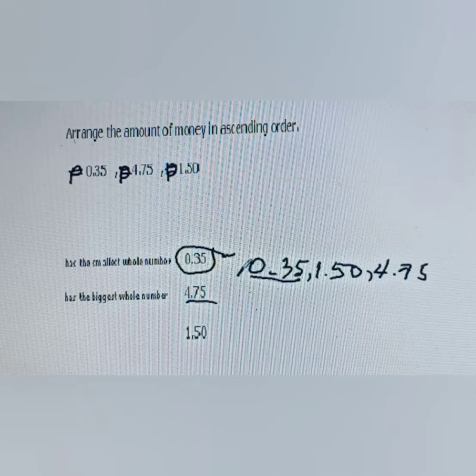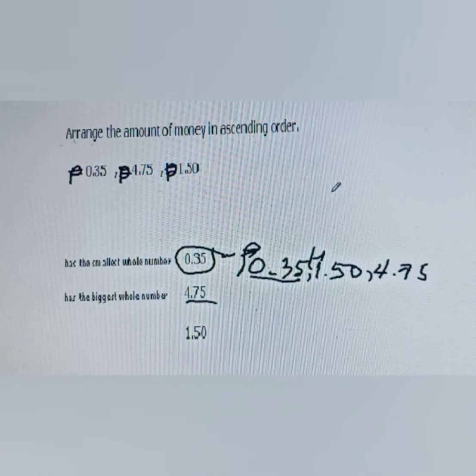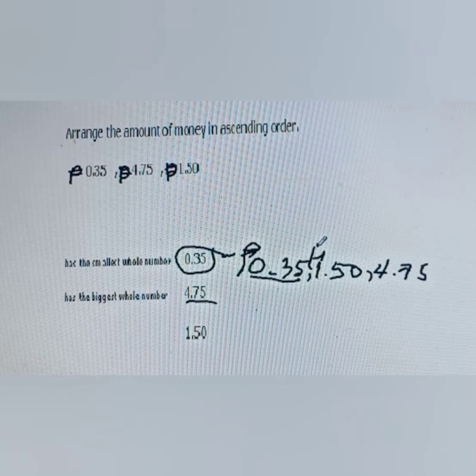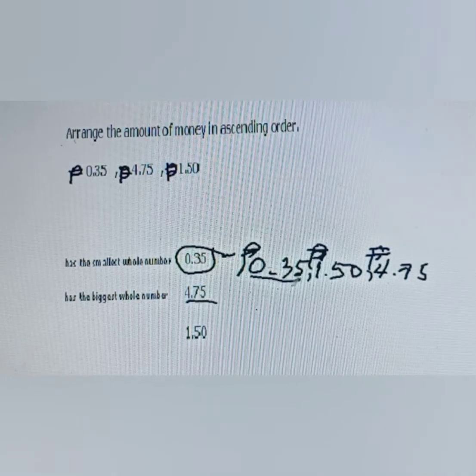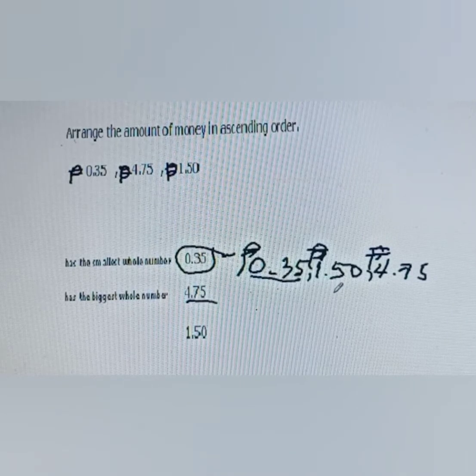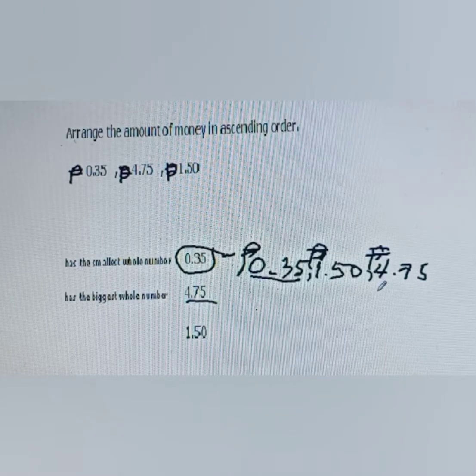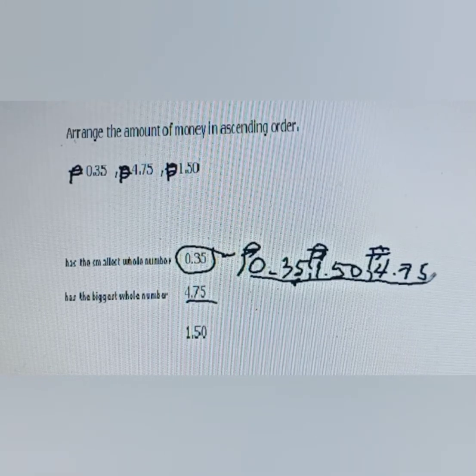Sorry, I forgot to put the peso sign. So let's put the peso sign here, then peso sign here. Okay, so the smallest is 35 cents. Then the second is 1 peso and 50 cents. And the biggest is 4 pesos and 75 centavos. So our answer is this one.